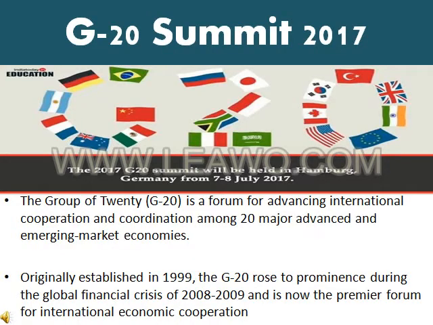The Group of 20, G20, is a forum for advancing international cooperation and coordination among 20 major advanced and emerging market economies. Originally established in 1999, the G20 rose to prominence during the global financial crisis of 2008-2009 and is now the premier forum for international economic cooperation. It was formed after the Asian economic crisis, when the world's developed economies got afraid, came together and formed a group for the stability of the economies and cooperation between each other.